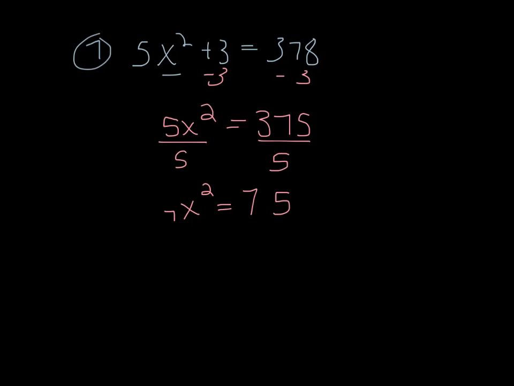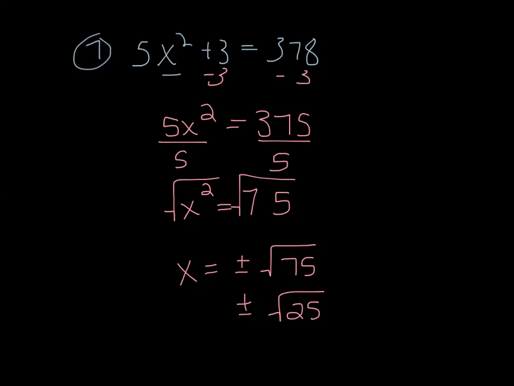And to undo that squared, we're going to square root both sides, which will give us x equals plus or minus square root of 75. When we're solving any kind of quadratic and we end up with a square root in our answer, we have to check to see if we can simplify it. 75 isn't a perfect square, but it is divisible by the perfect square 25. So I'm going to rewrite it as the square root of 25 times the square root of 3. And the square root of 25 is 5, so my answer is plus or minus 5 root 3.